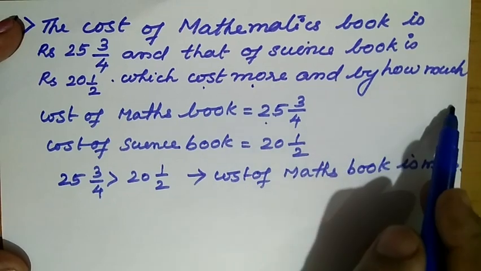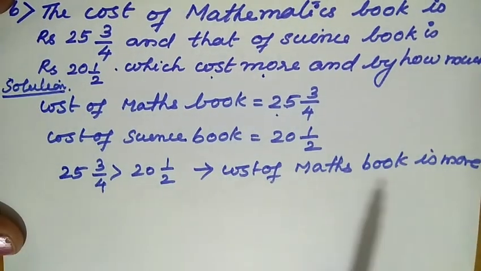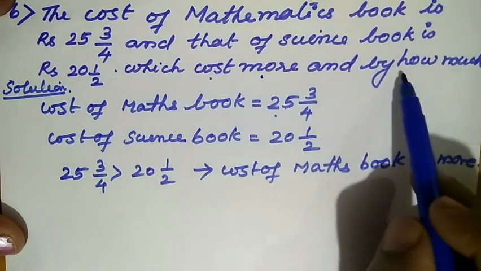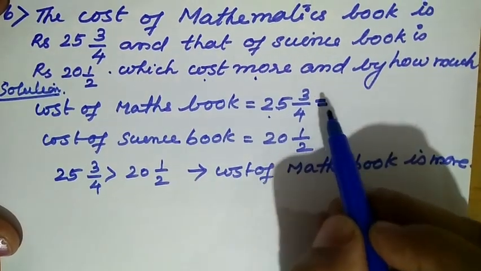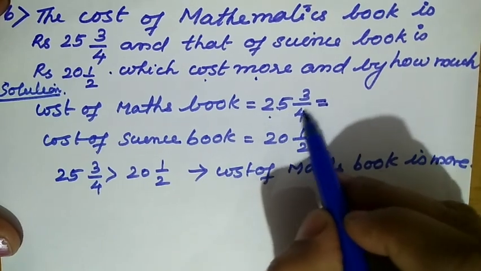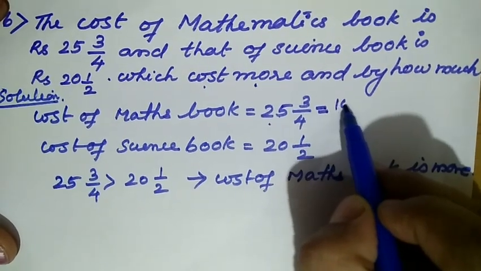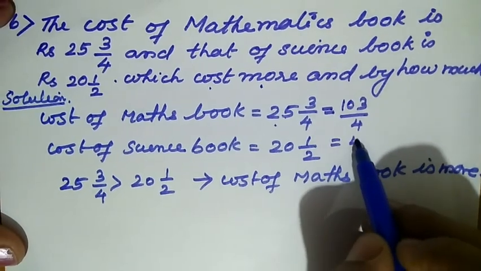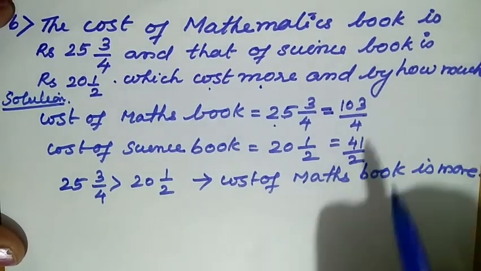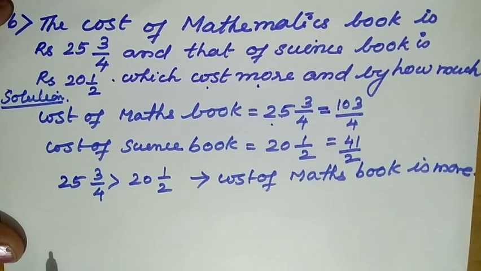Next, by how much? The second part of the question is by how much. So first we will convert into improper fractions. 25 fours are 100 plus 3, that is 103 by 4. 20 into 2 is 40, plus 1, 41 by 2. So these are the improper fractions of the given quantities.